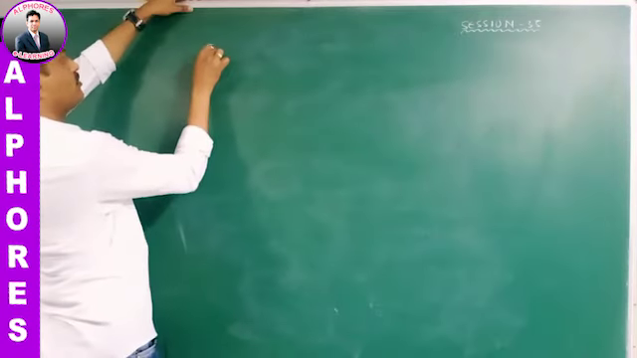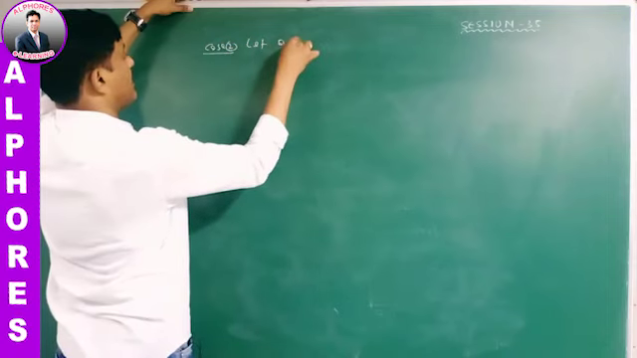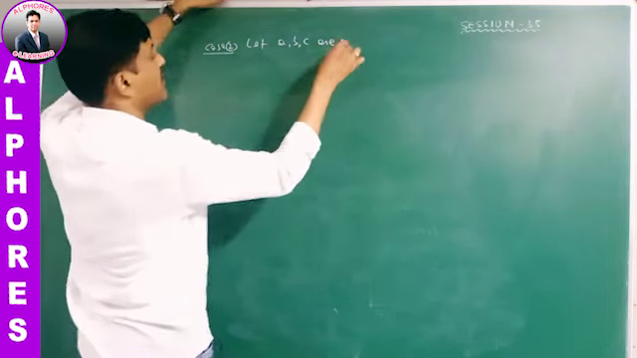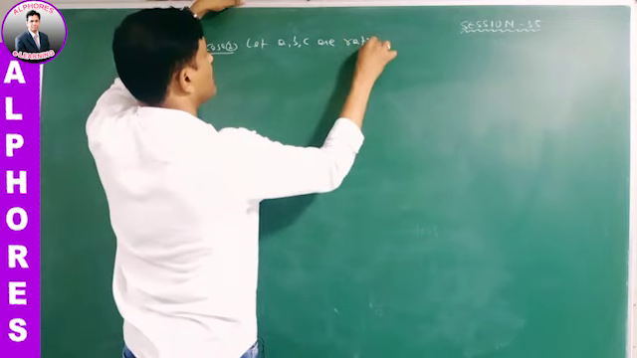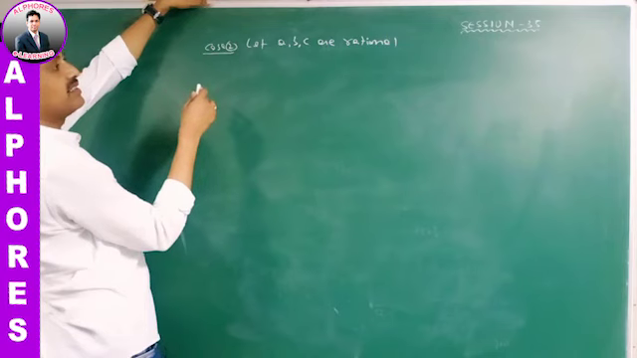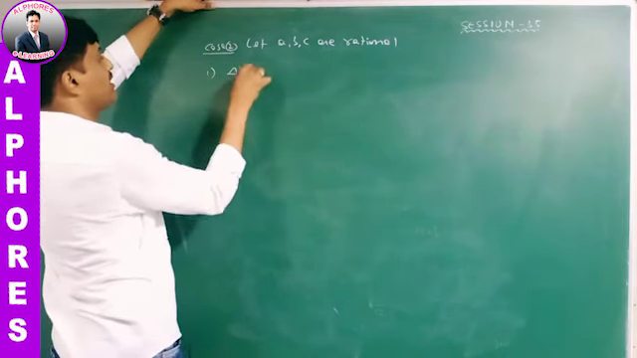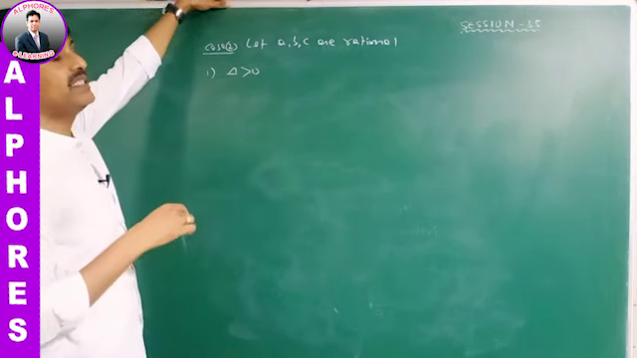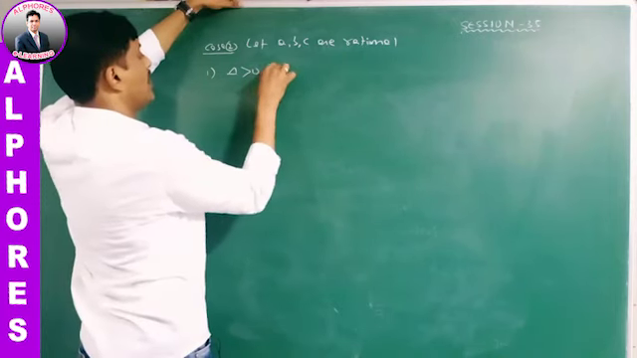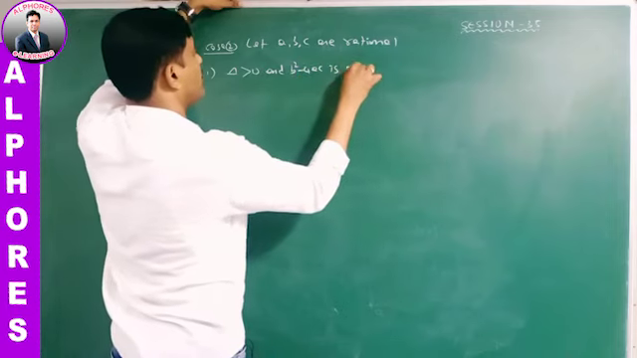Now come to the next case, case 2. Let A, B, C be rational numbers. In this case we have to discuss delta greater than 0, meaning the discriminant is positive, and b square minus 4ac is a perfect square.